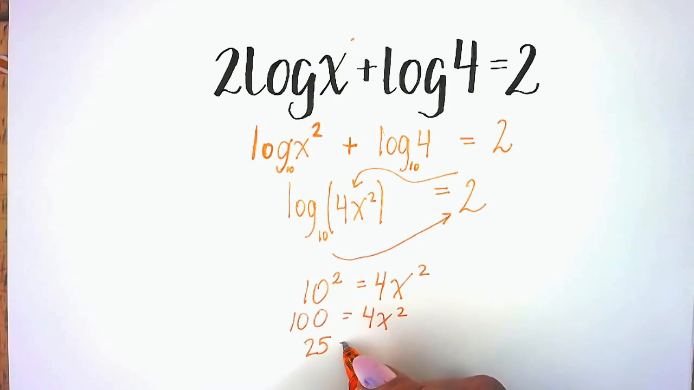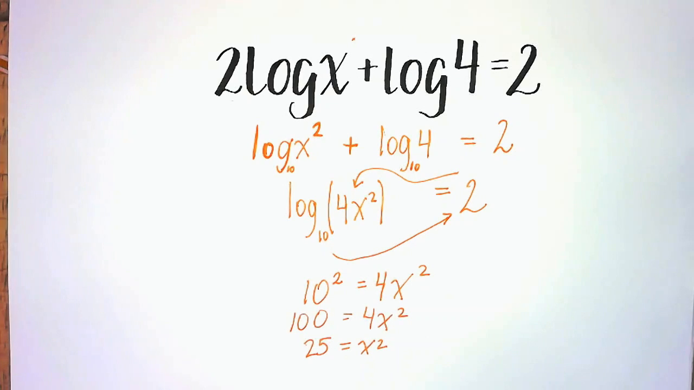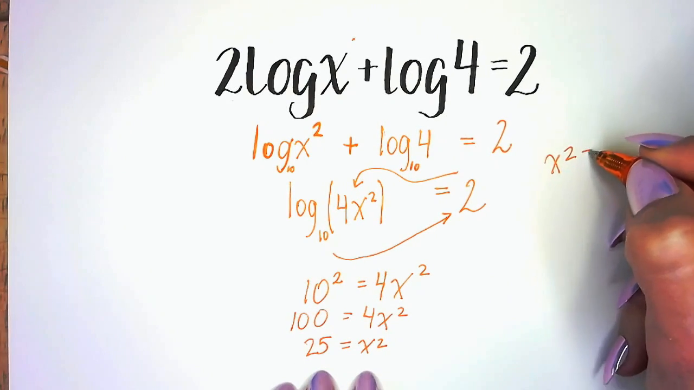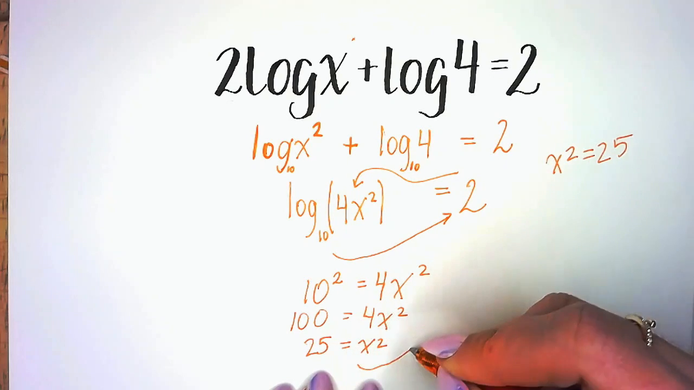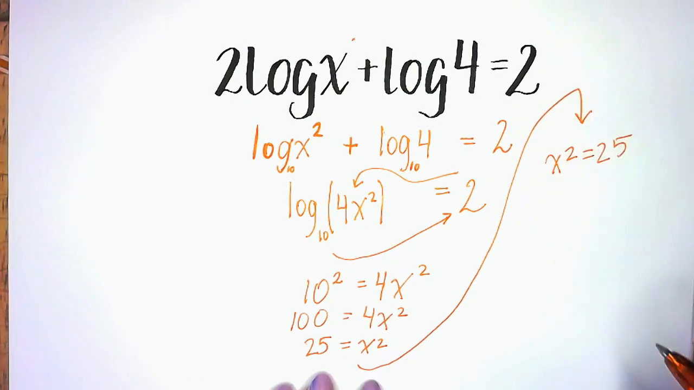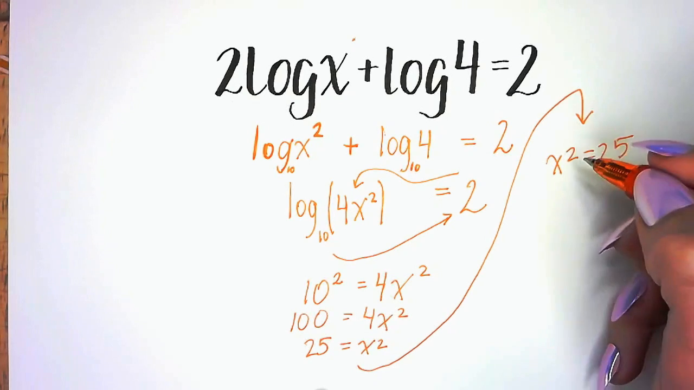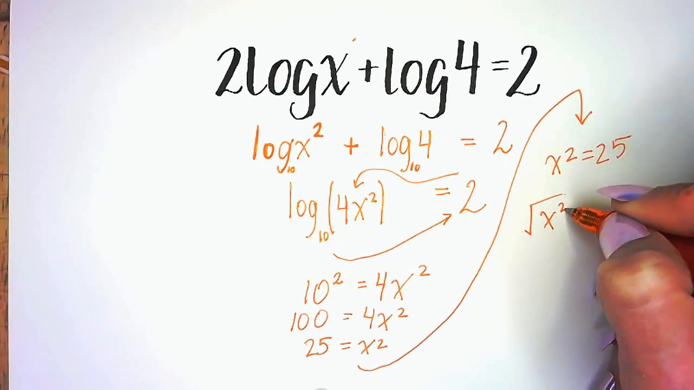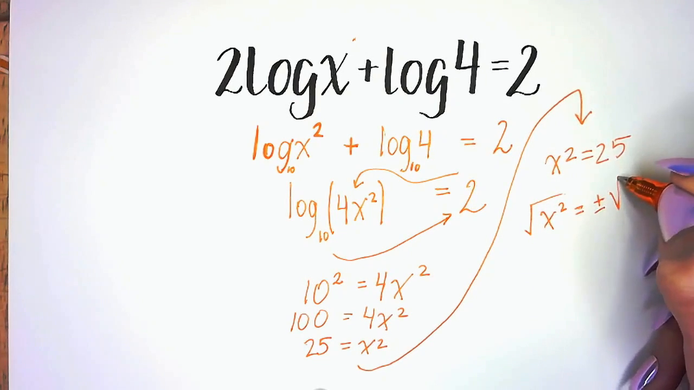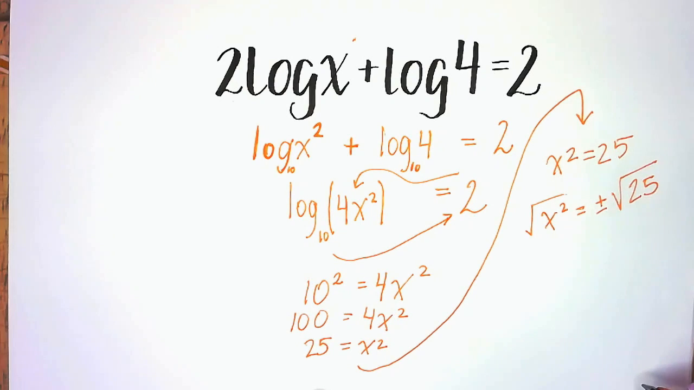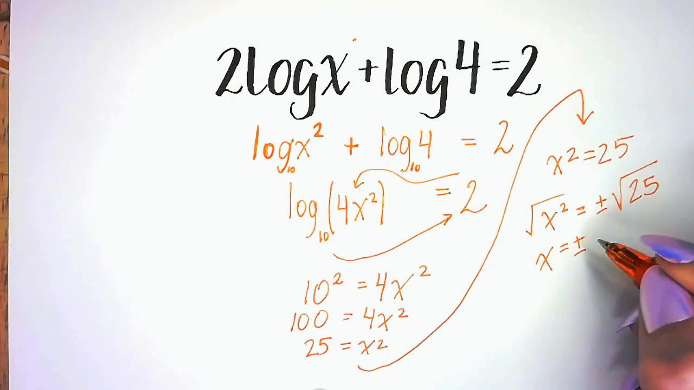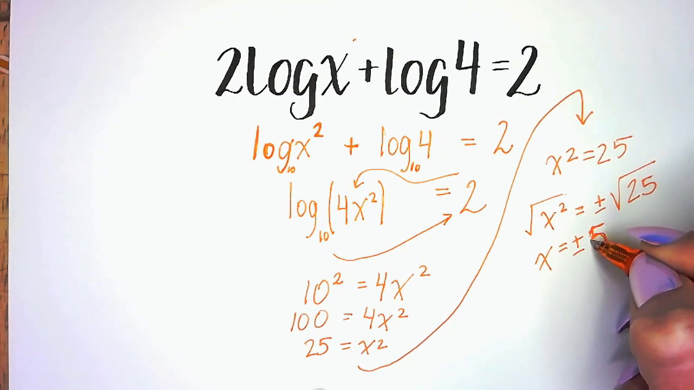Divide both sides by 4 and we get 25 equals x squared. How do we get x alone? You have to take the square root of both sides. When you take the square root of both sides yourself in a problem, you're the one implementing it. It's important to remember you need to use plus minus. The positive and negative square root of 25 will give us plus minus 5.